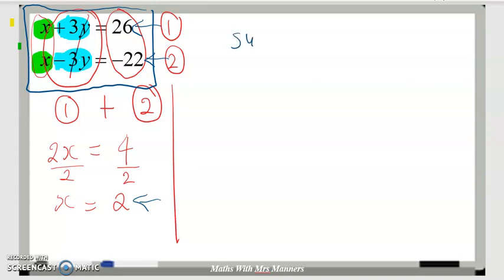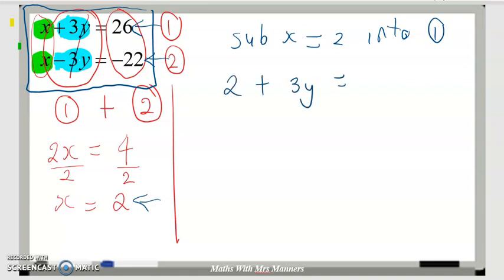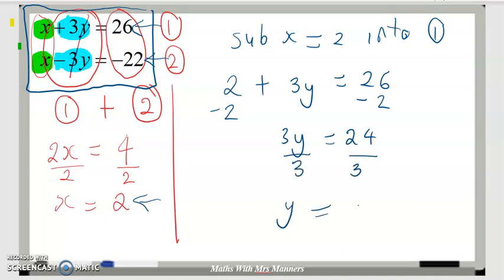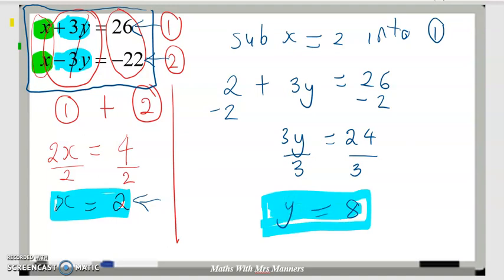So I'm going to sub x equals 2 into equation 1. And so what I'm going to get is 2 plus 3 lots of y equals 26. Then I can minus 2y, and I get 3y equals 24. And I can divide by 3, and I get y equals 8. And that is my final solution. I found that x equals 2, and I found that y equals 8.